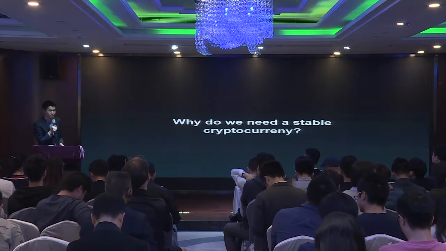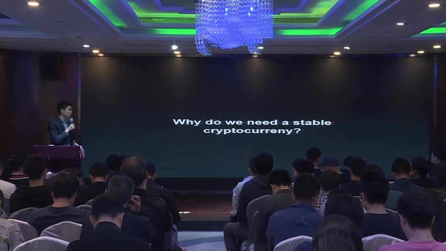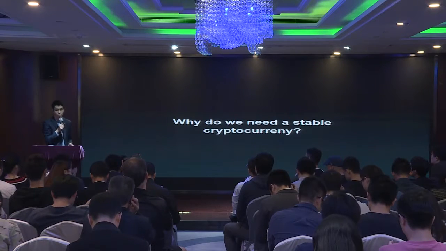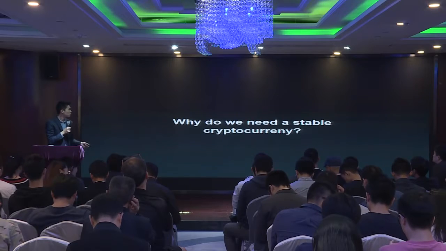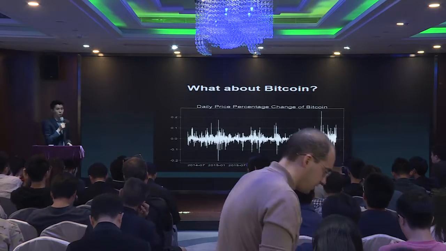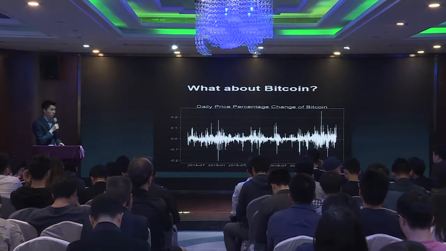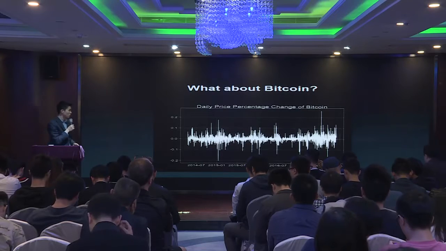the mechanics of the stable cryptocurrency, you may wonder, why do we need a stable cryptocurrency? Why don't we just use Bitcoin? And the answer is obvious, because the fluctuation of the price of Bitcoin makes Bitcoin a less qualified candidate for the daily transaction and exchange.